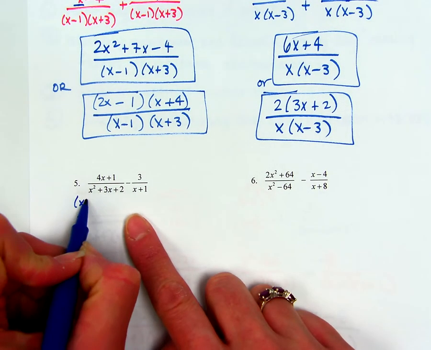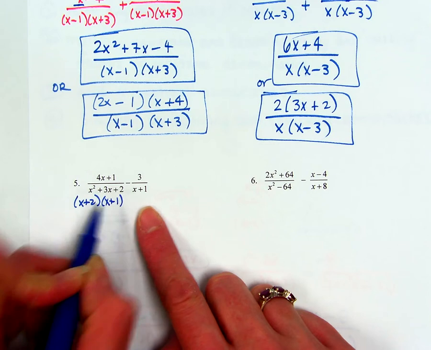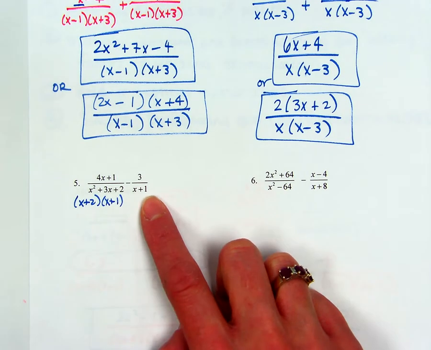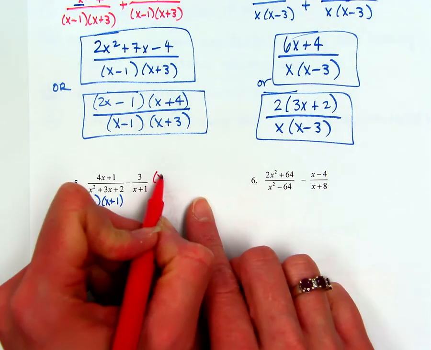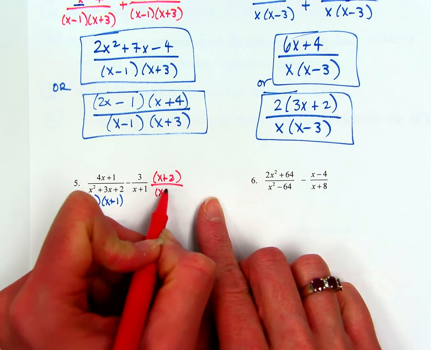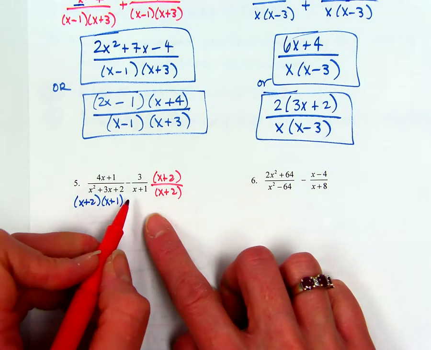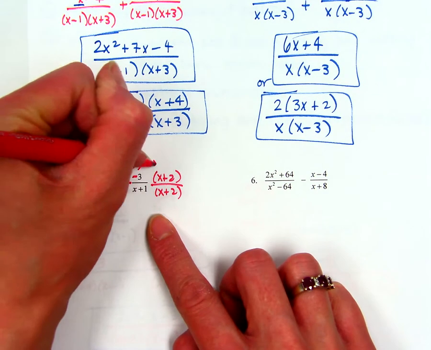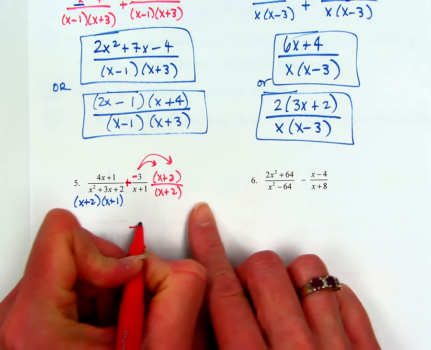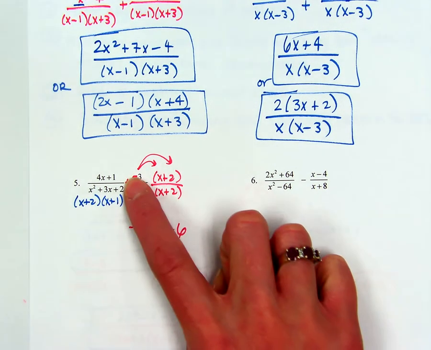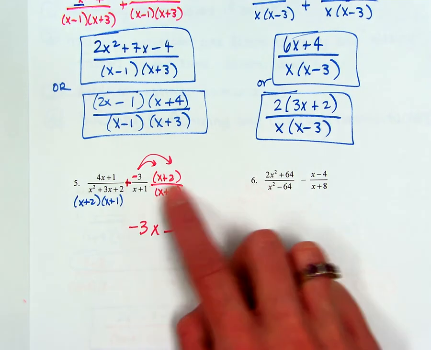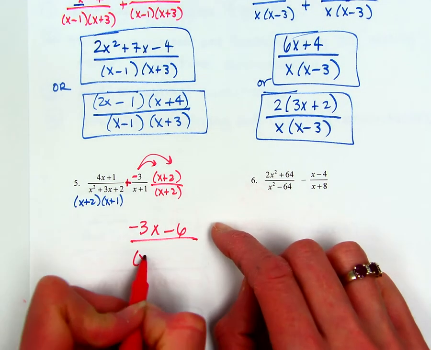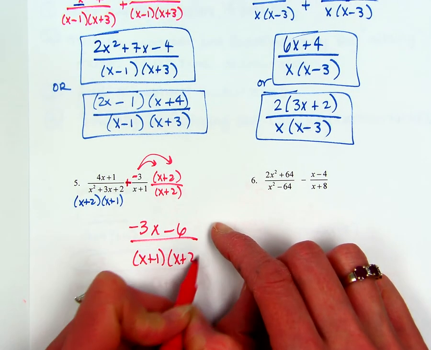All right, last two problems. Factor out the denominators. We got x plus 2, x plus 1. Notice the x plus 1s are the same. So what's missing over here is x plus 2. Now notice this problem is subtraction, so I'm going to make this plus a negative 3. That way when I distribute, I make that negative 3x minus 6. So negative 3 times x, negative 3 times 2. Then I've got x plus 1, x plus 2.